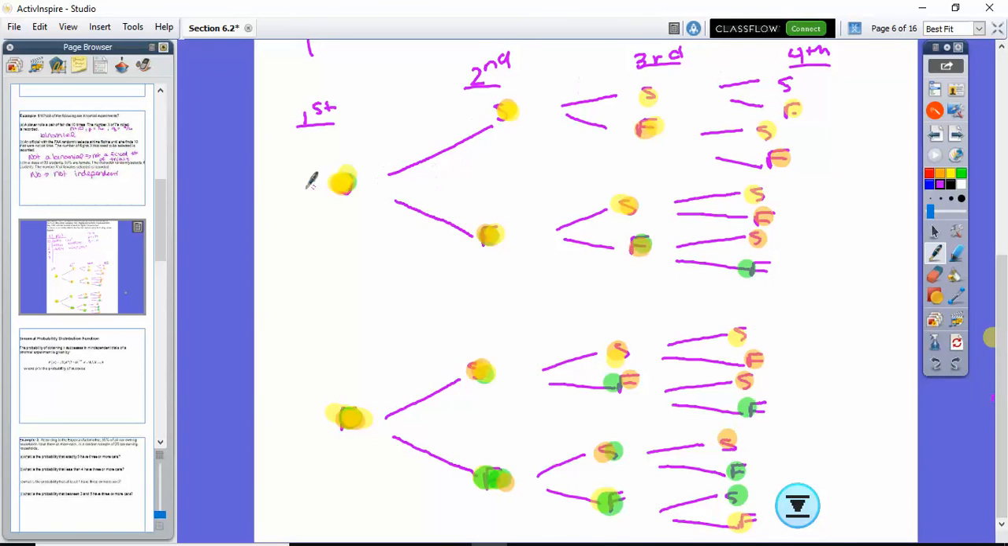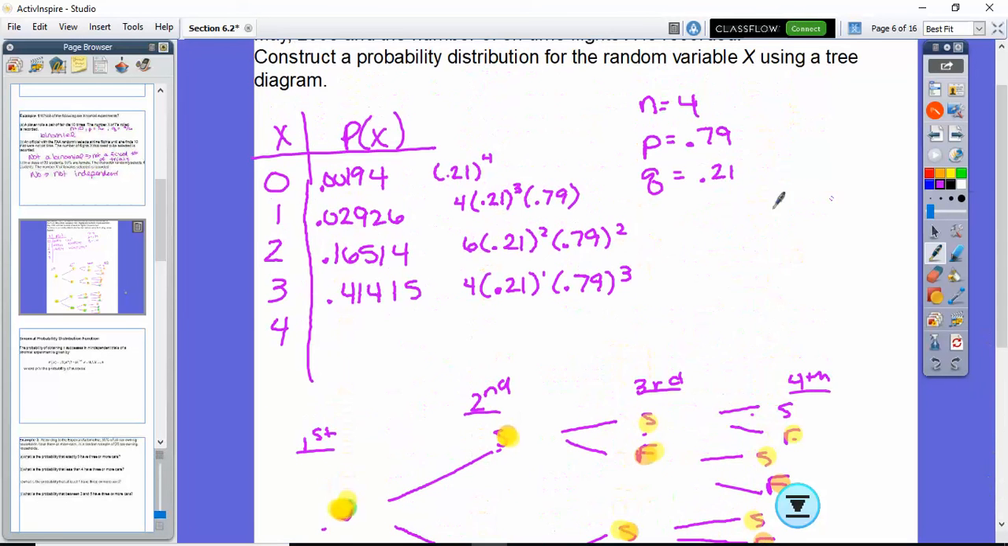Alright, the last option. There's only one we haven't counted yet, isn't it? It's 4 times on time. So that happens once, and you're on time every time, so 0.79 to the 4th, and you get 0.38950. How would you check that that's a probability distribution? Add up to 1.